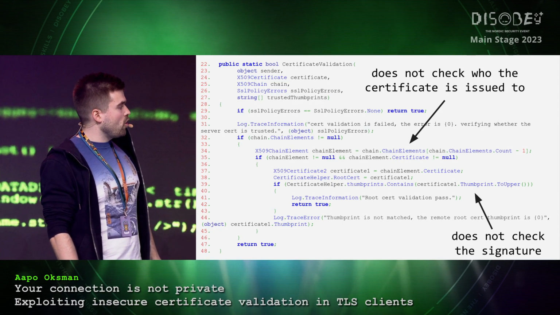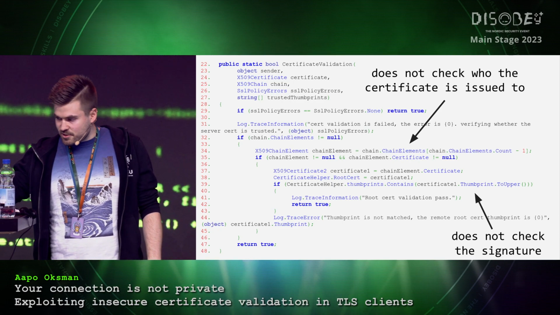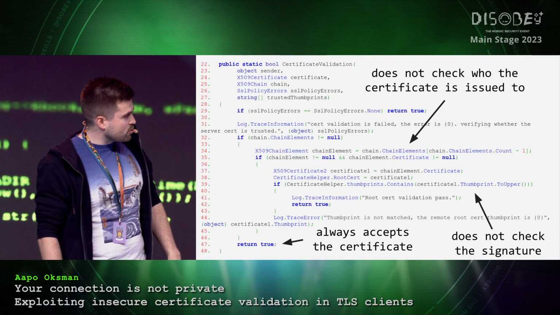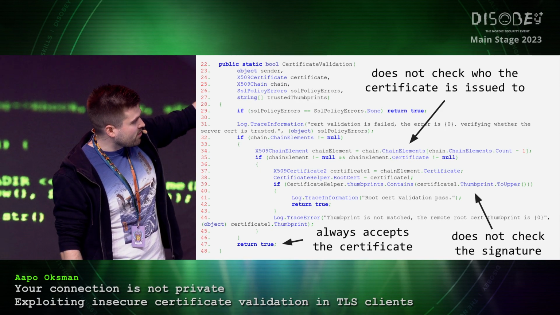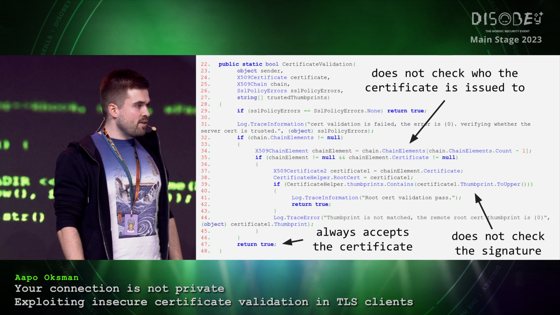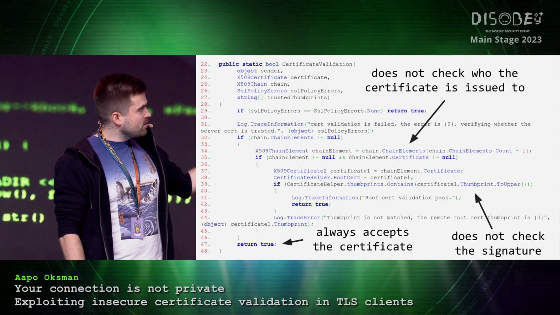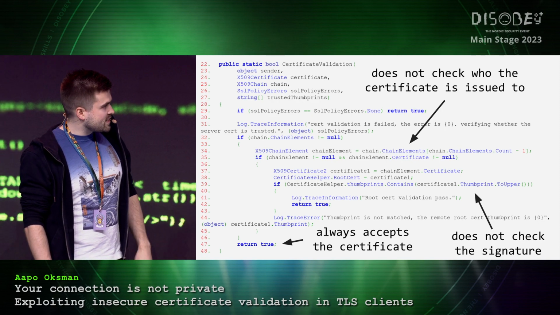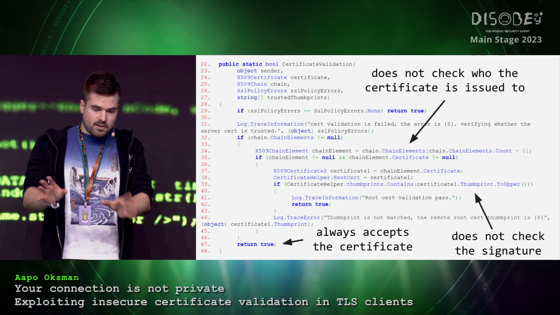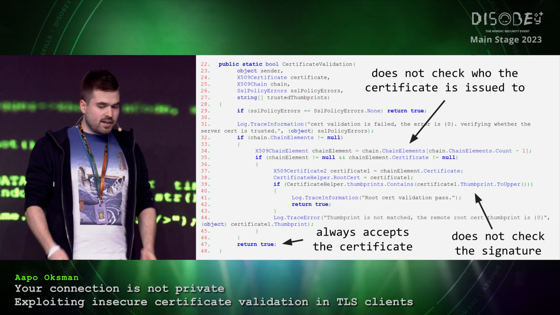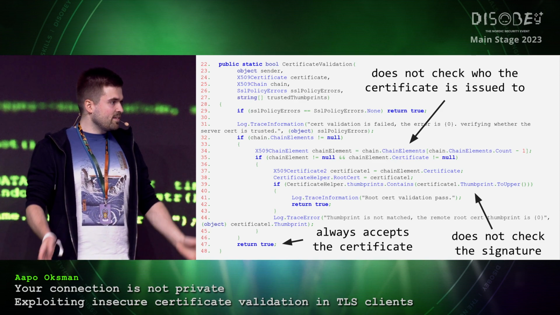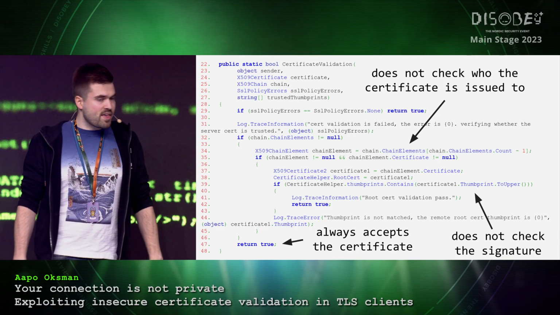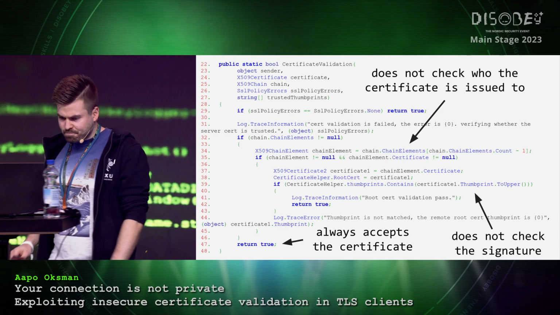And then if these checks fail, we should return false. But as you see, it returns always true. So there is no return false anywhere in the function. So certificate validation true. And this is a real example. It's not from some very used program or whatever. It's this kind of hobby thing for someone.